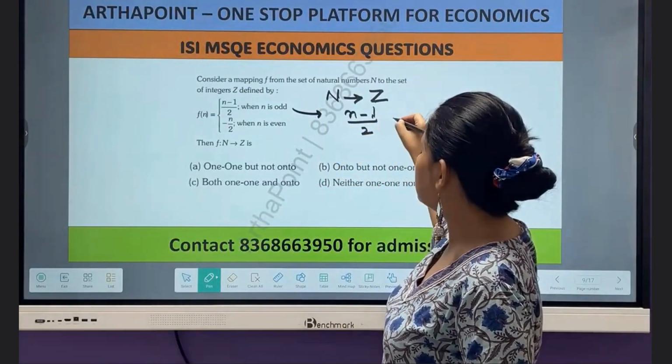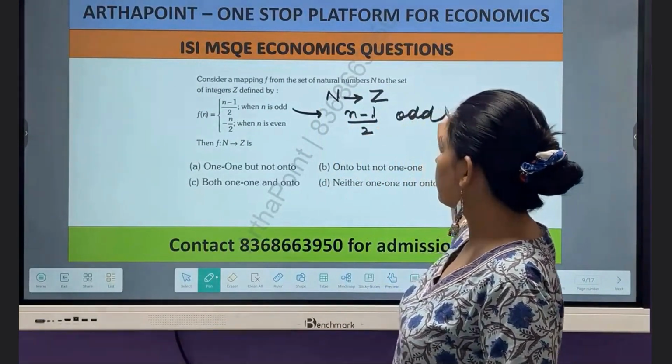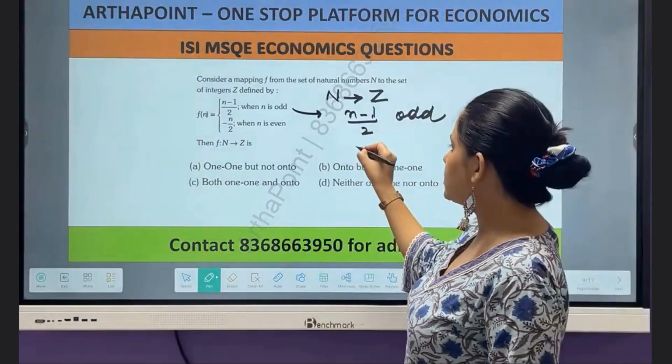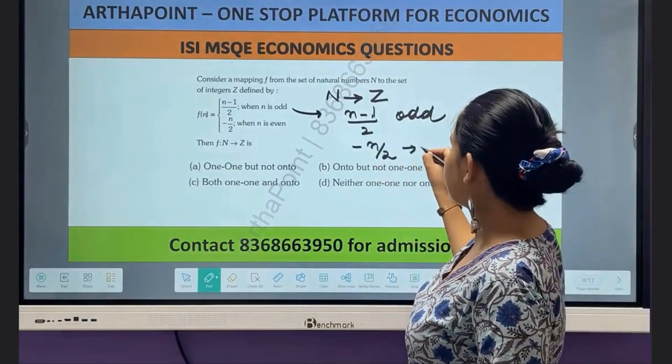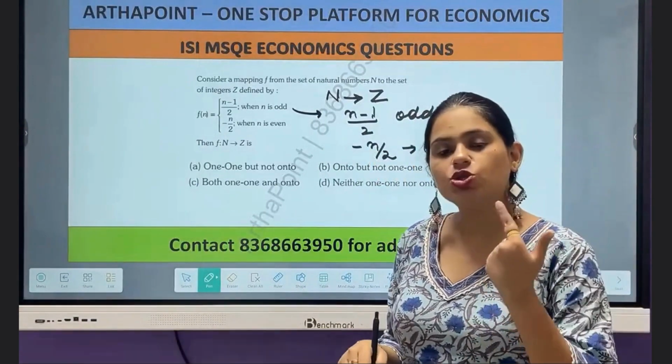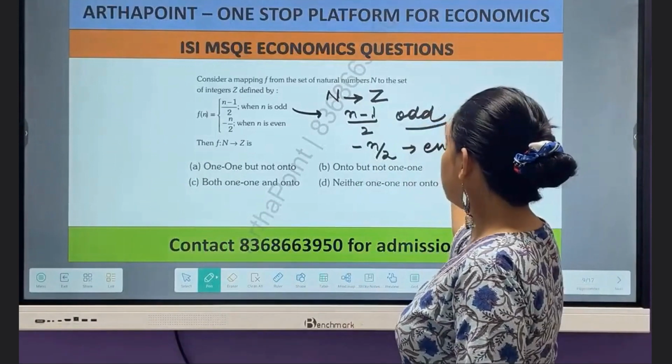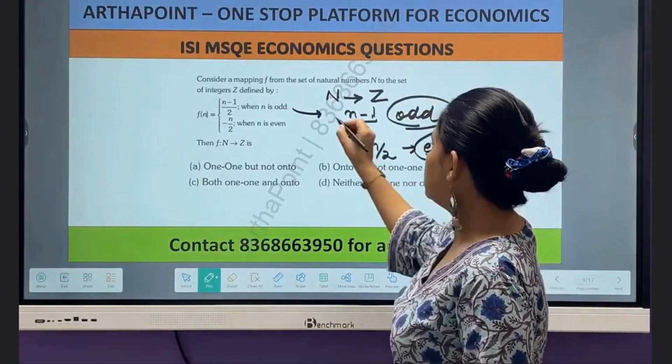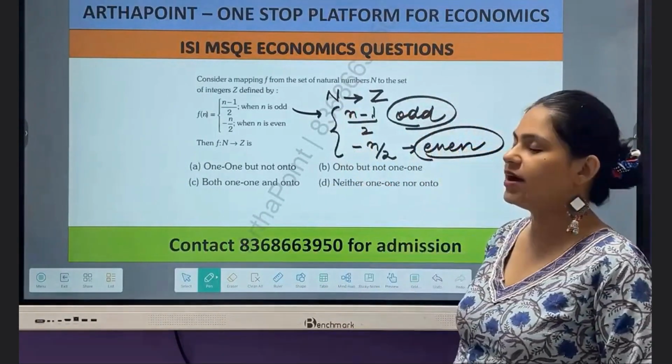When is this defined beta? When n is odd. And it is defined as minus n by 2. When is this defined beta? When n is even. So the function has two parts to it. One when it is odd and second when it is even. I have defined the function like that.